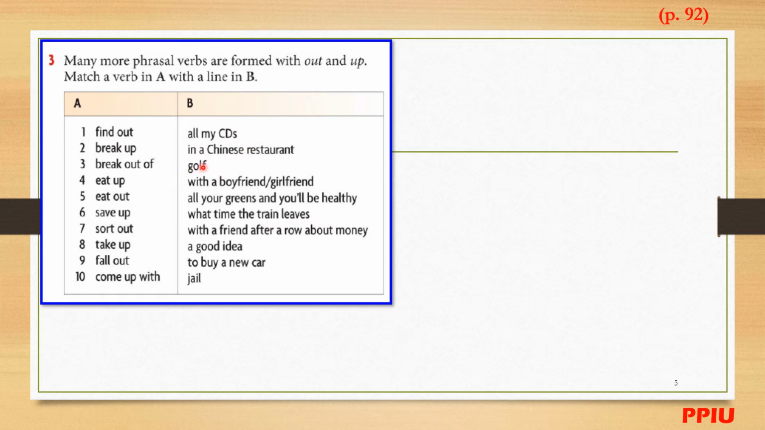Okay. You have 2 minutes more to match it. You just draw a line or something, this one in your textbook. And then we have to go and check the answer. Alright? Okay, let's go.